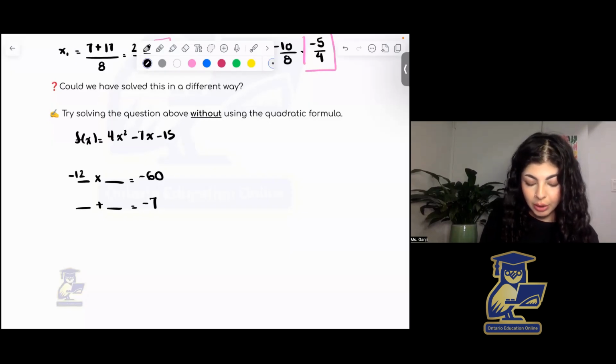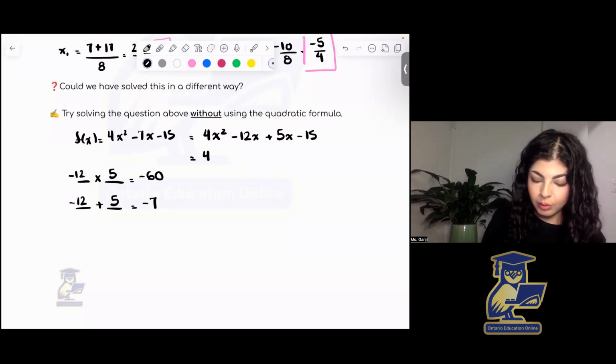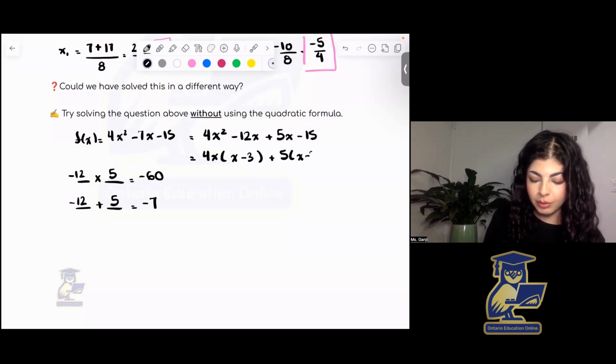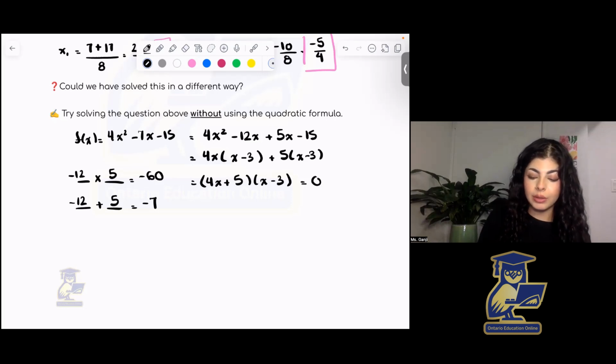So you should have found that the two numbers are negative 12 and 5, and this will also give us negative 7 as their sum. And so we will write this in decomposition method, so 4x squared minus 12x plus 5x minus 15. And factoring out a 4x here, we are left with x minus 3. And a 5 from here, we're also left with x minus 3. And taking that term out. And so remember, this is equal to 0. That's the equation we were trying to solve.